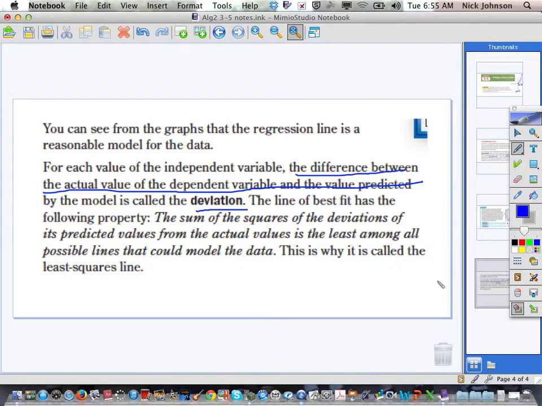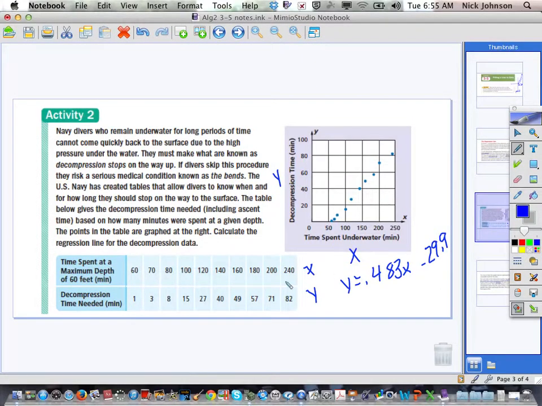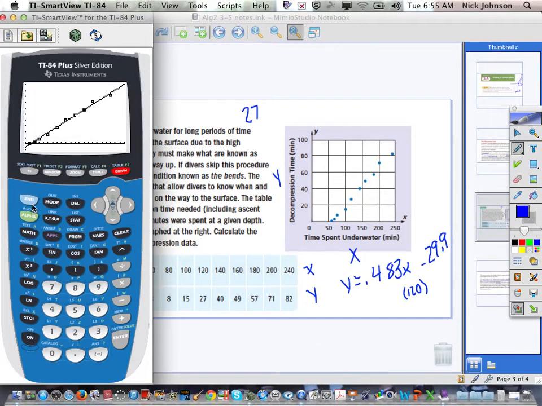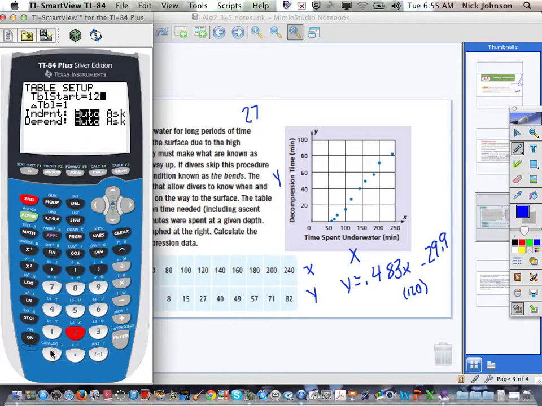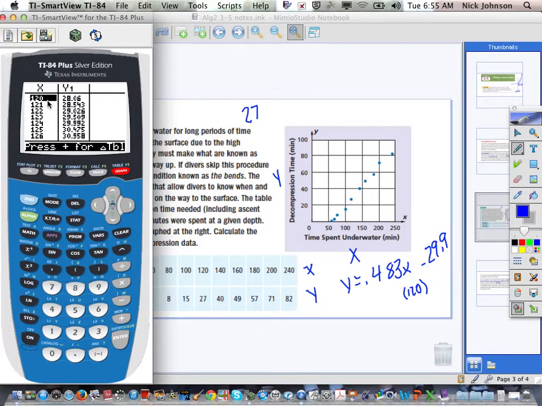For instance, if we go back here, let's use 120. The actual is 27, correct? My predicted is based off of this equation. So what I would have to do is put 120 into this equation. Let's go ahead and do that on our calculator. Or what we could do is look at our table. I'm going to go to my table and start at 120, because that's my point of interest. So I'm going to hit second function graph now. At 120 it says it's 28.06.